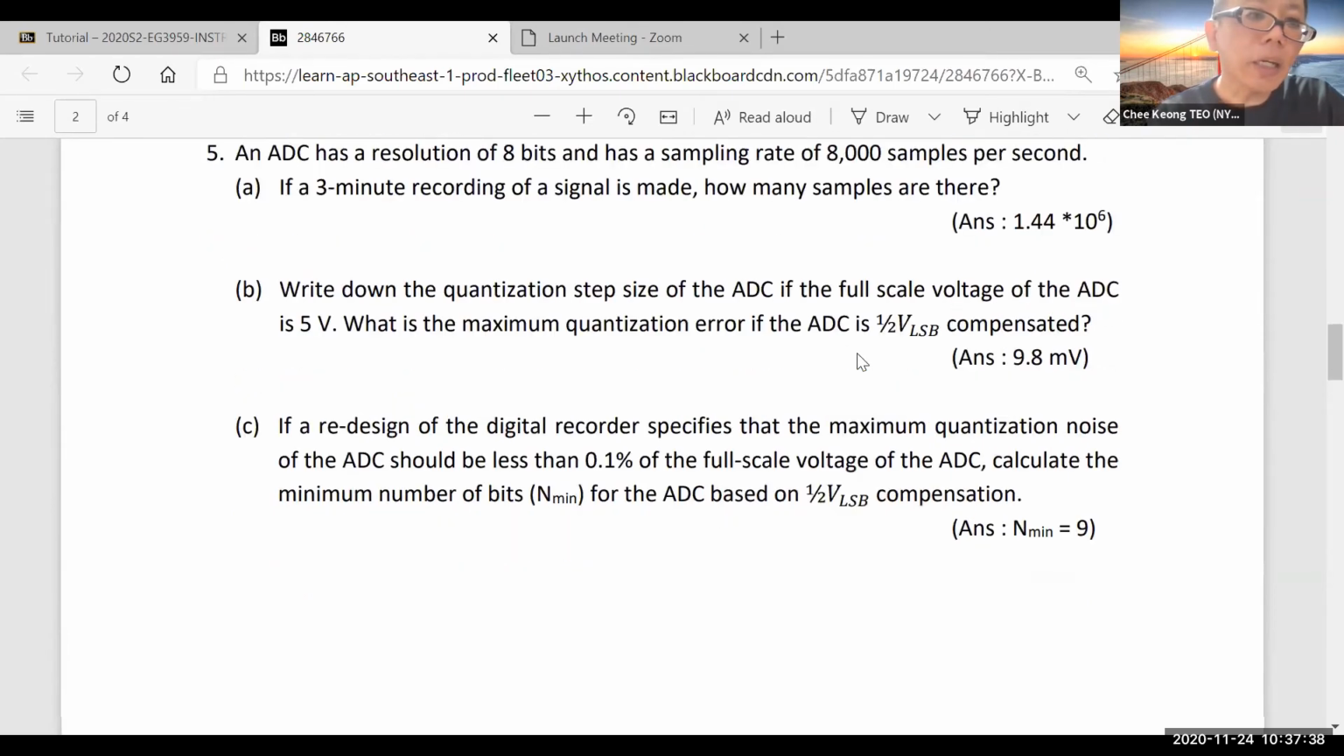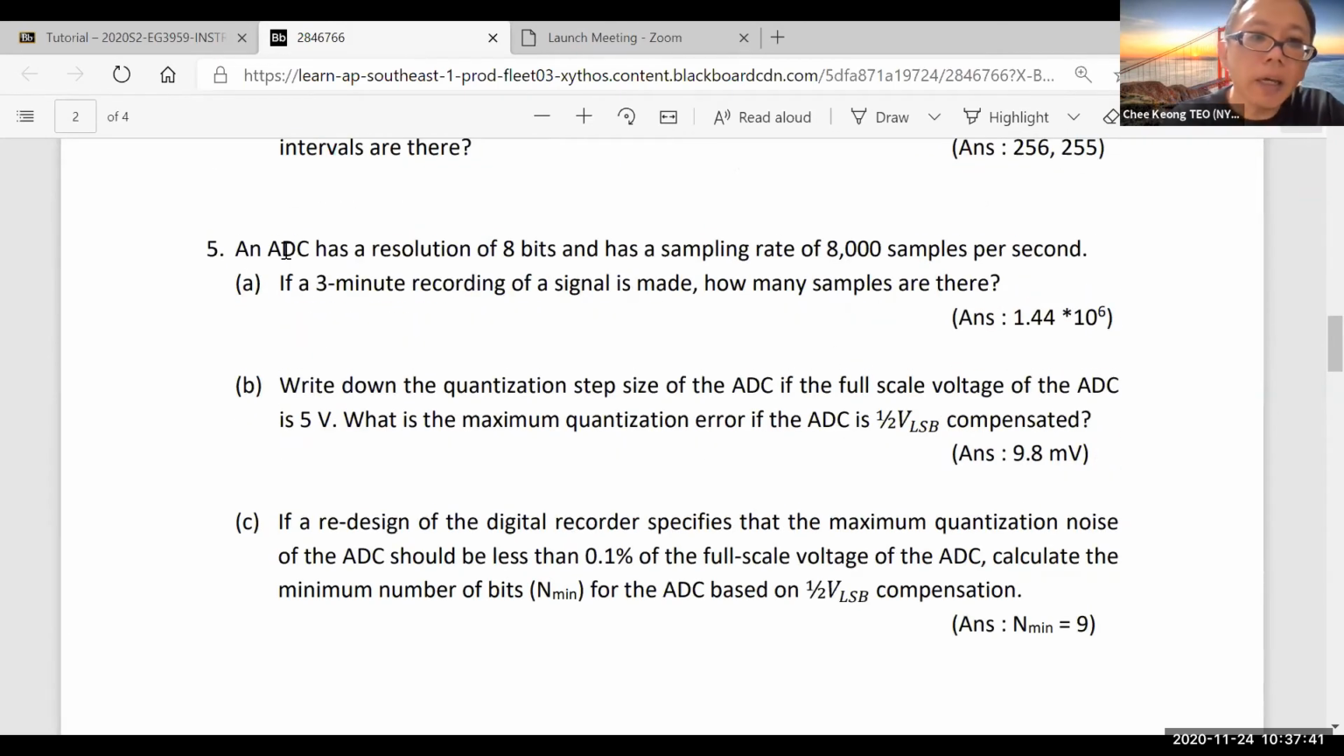It says that an ADC has a resolution of 8-bit and a sampling frequency of 8,000 samples per second. So if a 3 minutes recording of a signal is made, how many samples are there?